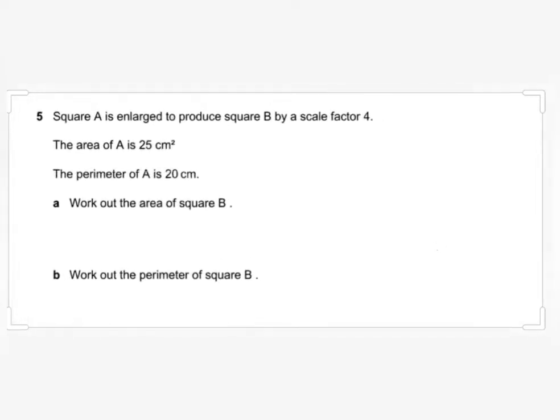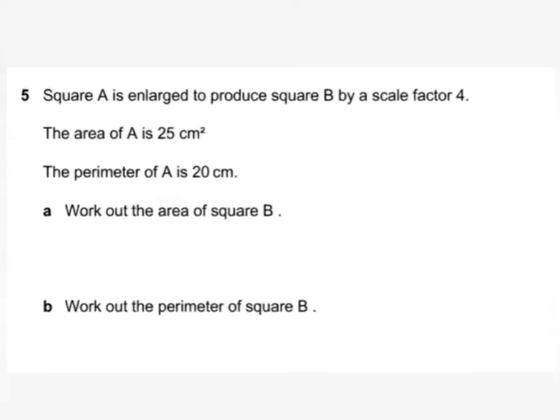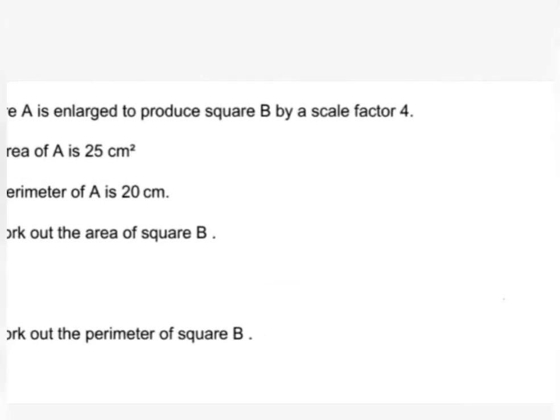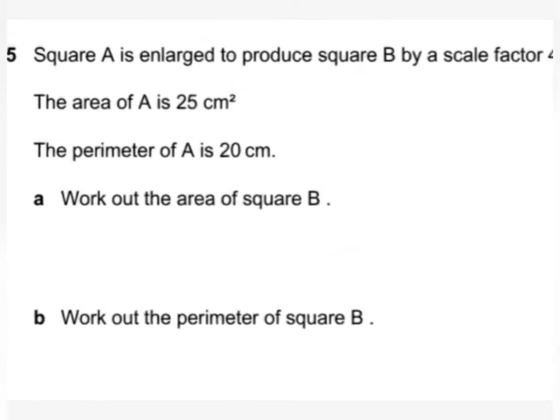Question 5 here says, square A is enlarged to produce square B by scale factor 4. The area of A is 25 centimeters squared and the perimeter is 20 centimeters. Work out the area of square B and then work out the perimeter of square B.